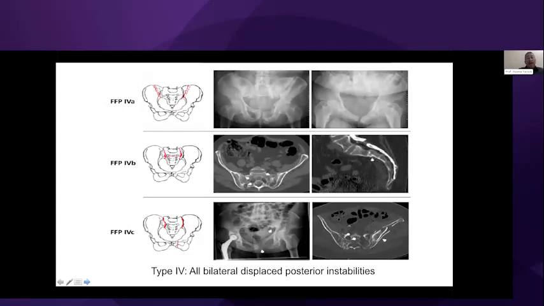Type 4, we have bilateral posterior instability of the posterior ring. So the difference between type 3 and 4: type 3 is unilateral posterior instability. Type 4, we have bilateral posterior instability of the pelvic ring.